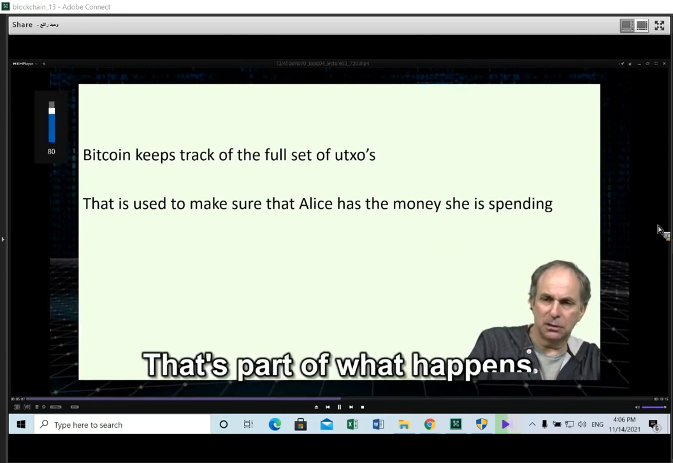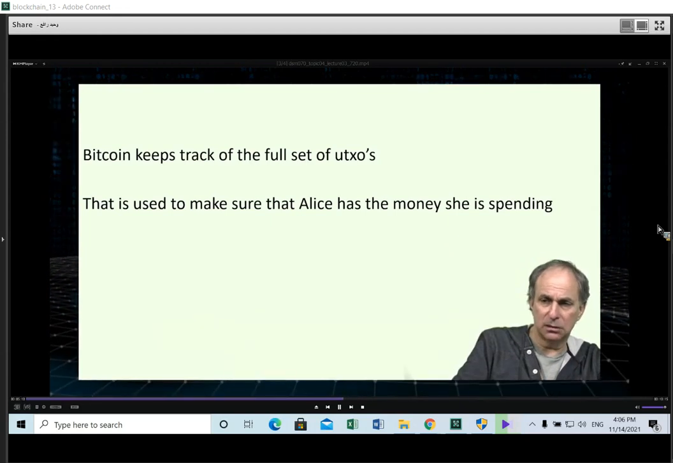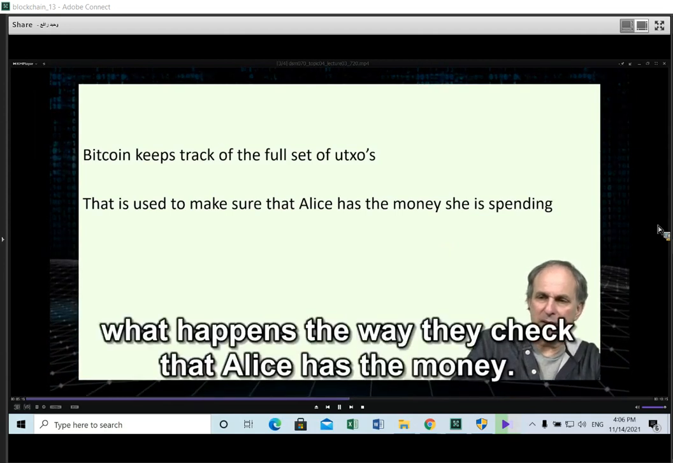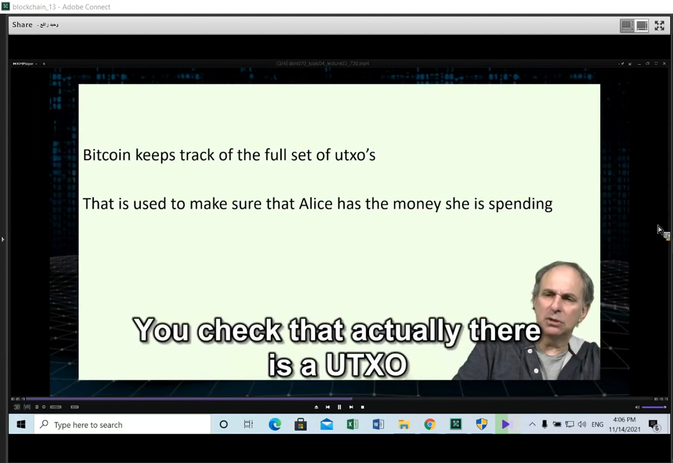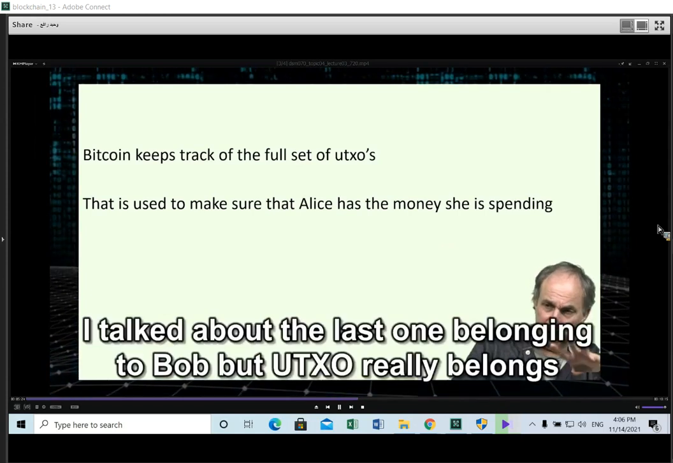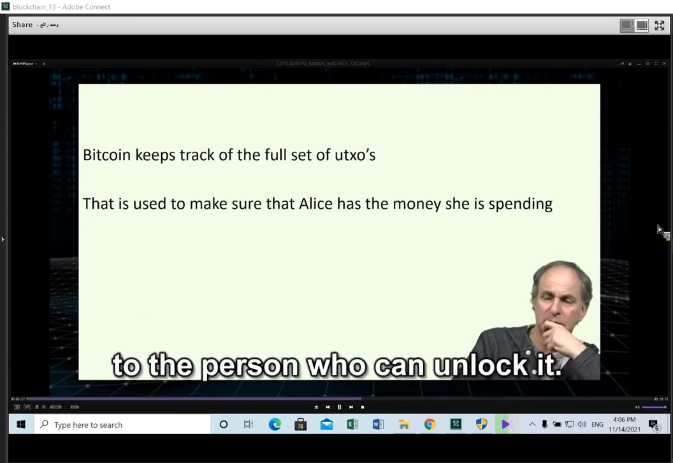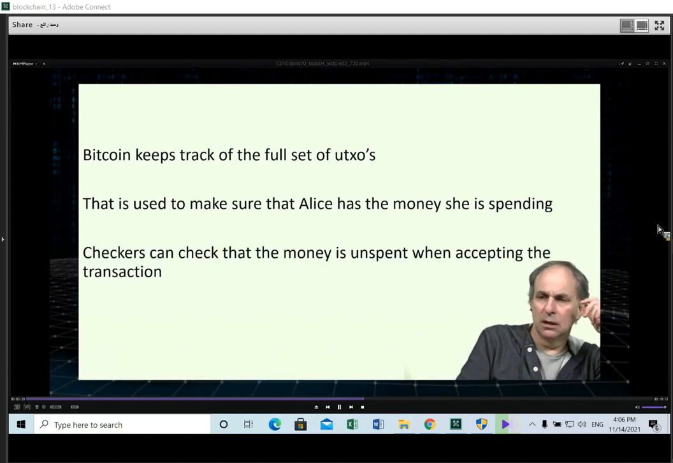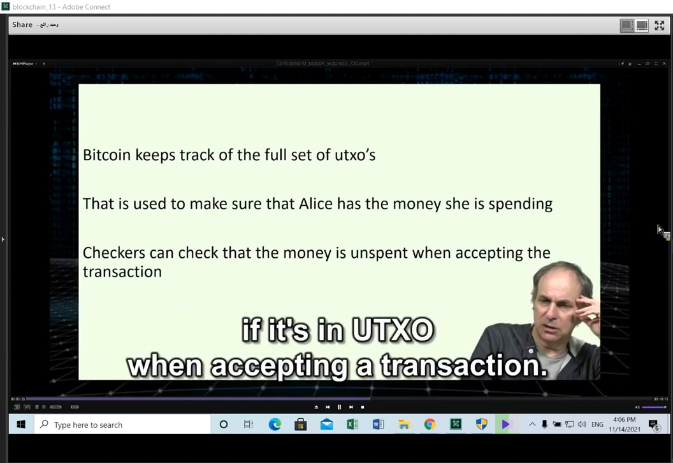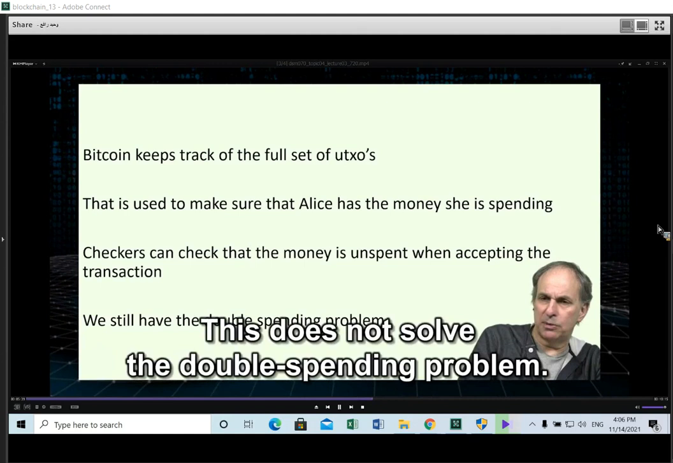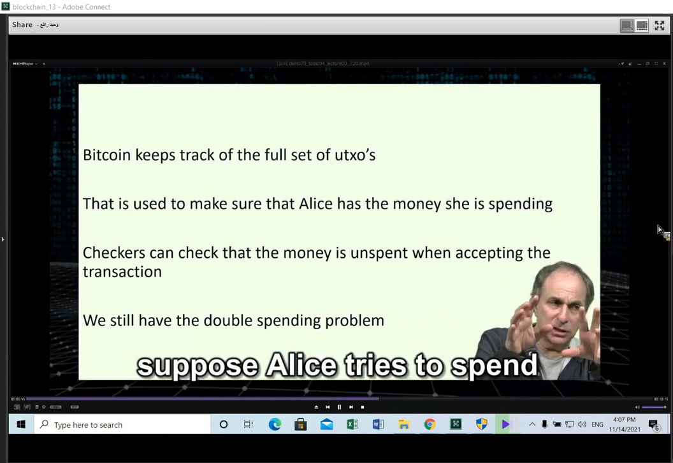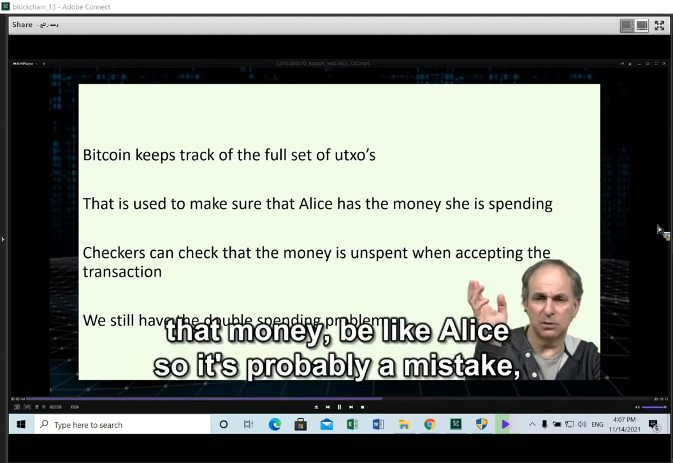Remember, the double spending problem is, suppose Alice tries to spend that money. We like Alice, so it's probably a mistake. But suppose she tries to spend that same UTXO twice to two different people at the same time, just as an oversight. Could be on purpose. In any case, if she did that, and Bob and Charlie were both presented with 'I'm going to give you this UTXO or part of this UTXO,' they would both say, sure, why not? So the system would do that.